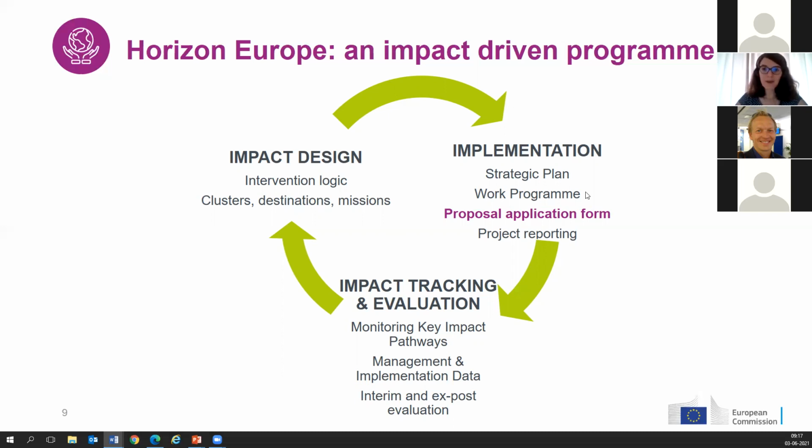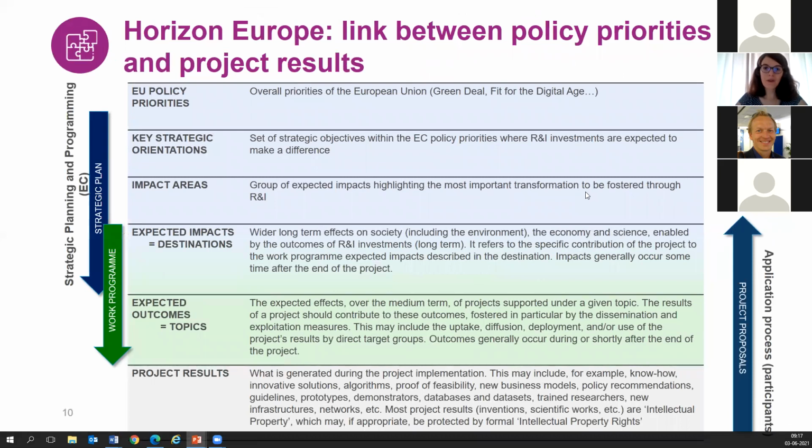So we can go to the next slide where you have a long list of definitions. I'm not going to enter into the details of everything, but what is important to know is that the European Union has big policy priorities that you are probably a bit familiar with. For example, the Green Deal. There are also some key strategic orientations that have been defined at a higher level. But what will really be interesting for us today are the two notions that you see in green on this slide: the notions of expected impacts and expected outcomes.